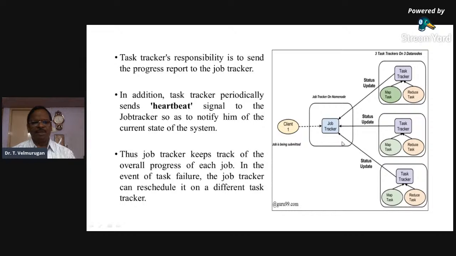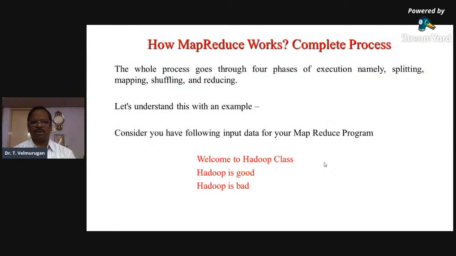There must be a signal produced by the task tracker to the job tracker, whether the task is completed or not. So the job tracker keeps track of the overall progress of each job. In the event of task failure, some tasks are not perfectly done by the task tracker. Some jobs have failed, and therefore it should be noted by the job tracker. In this manner, execution control in MapReduce is carried out.